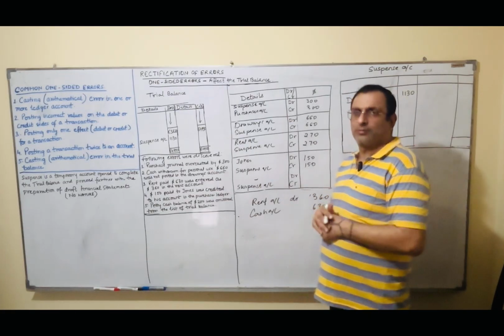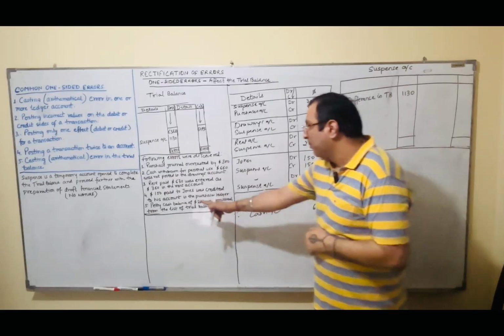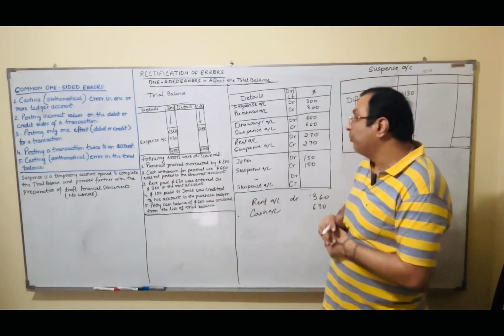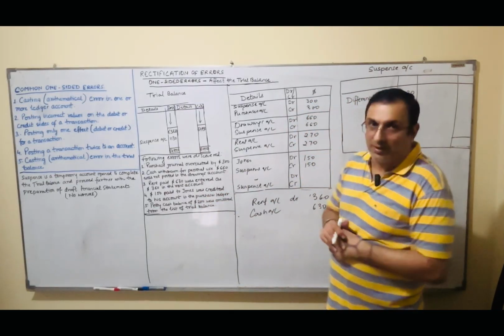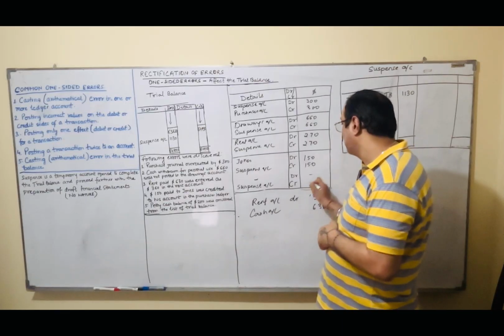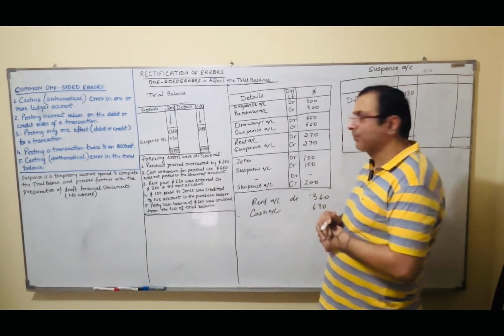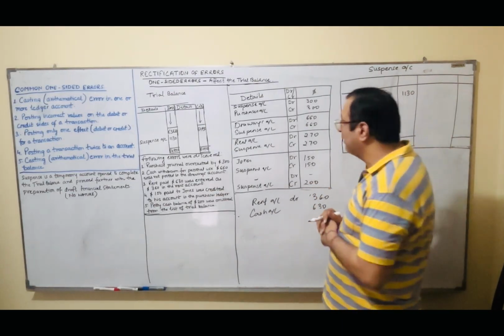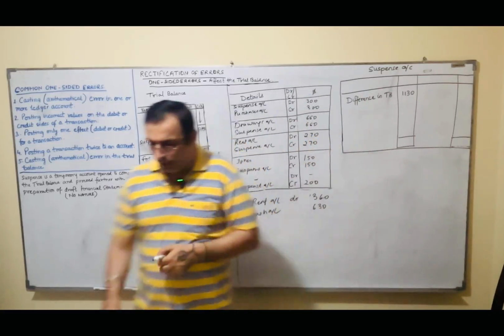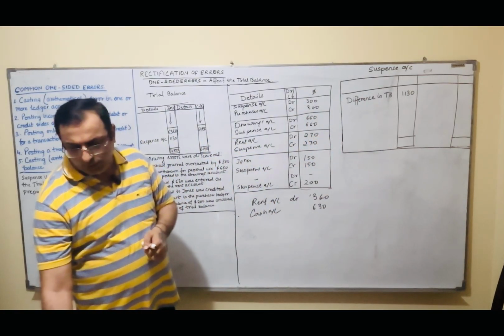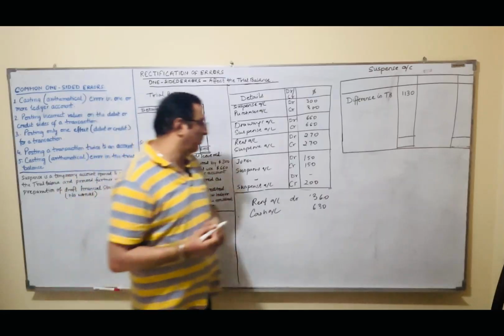Right? It was omitted, not recorded. You can see the petty cash balance of 200 was omitted from the list of trial balance. Now I will just record it. I hope it's clear, guys. Now, based on this, we'll just make our suspense account.